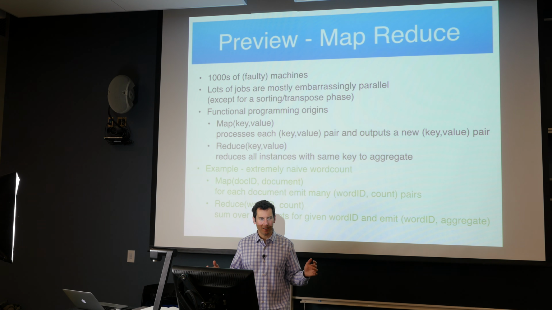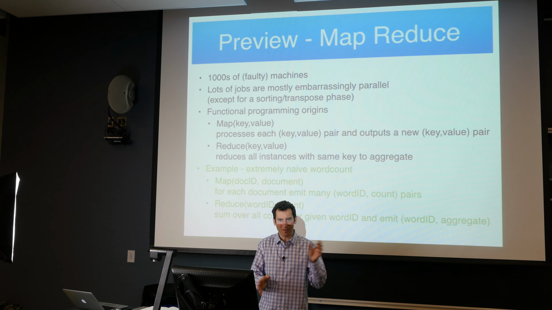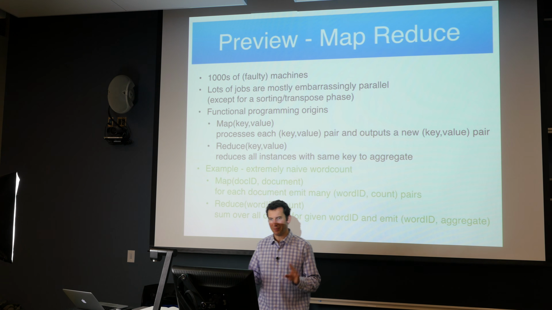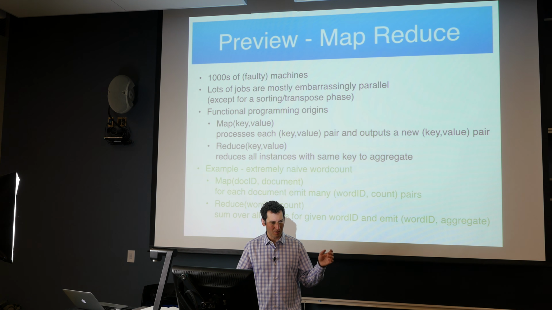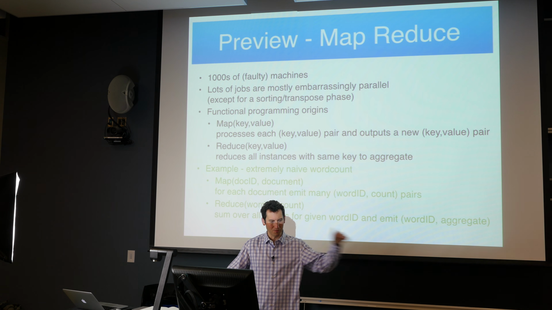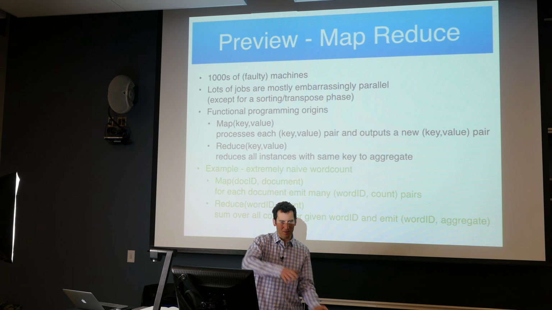Reduce then aggregates all the key value pairs with the same key to the same machine. Doesn't guarantee that this machine might not get a lot of other stuff, but at least all the key value pairs with the same key go to the same machine. So for instance, all the keys with the word machine in it will go to, let's say, machine number 42. And then reduce goes and aggregates all of those.